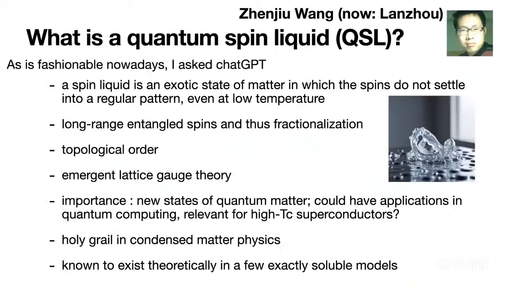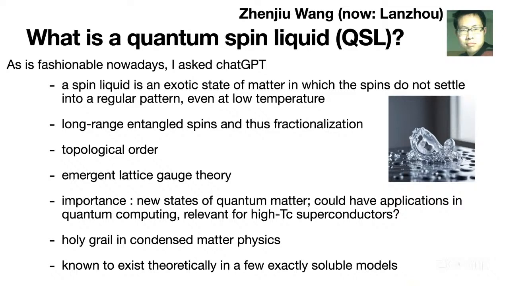Okay, now let me move on. So for the main part of my talk, I want to talk about realizations of possible quantum spin liquids with such systems. And it's fashionable nowadays. I asked ChatGPT, what is a quantum spin liquid? Okay, and it said a spin liquid is an exotic state of matter in which the spins do not settle into a regular pattern even at low temperature.